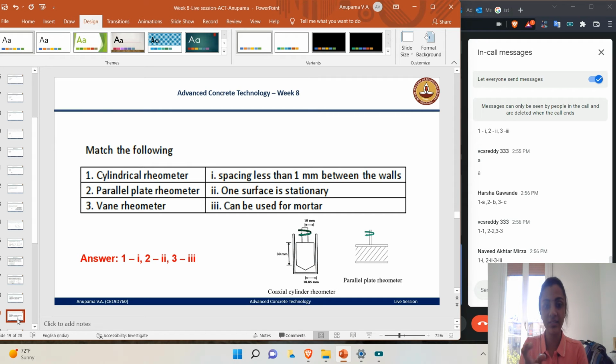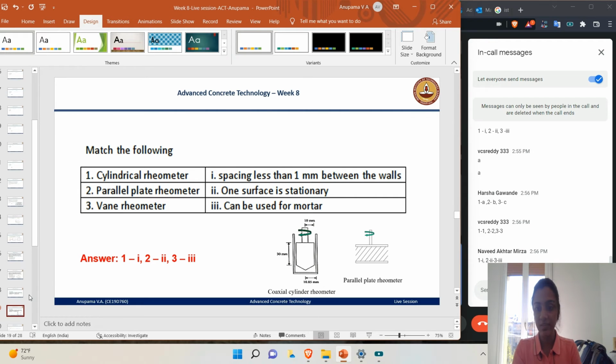So in that case, the second option matches very well. Now the third one is the vane rheometer. In the case of the vane rheometer, we can use it perfectly well for the mortar samples. So that's how the answer goes. Now let's move to the next question. I think all of you have answered it correctly.